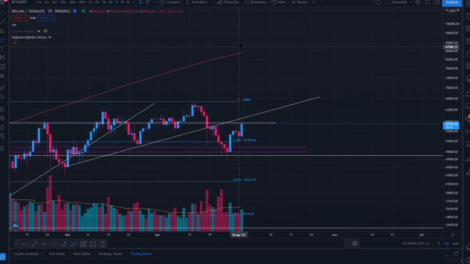The FOMO zone is going to be a very, very volatile range that we're going to have to look out for, and I do believe we're going to be interacting with it in the upcoming weeks to months, perhaps sooner than you might expect.